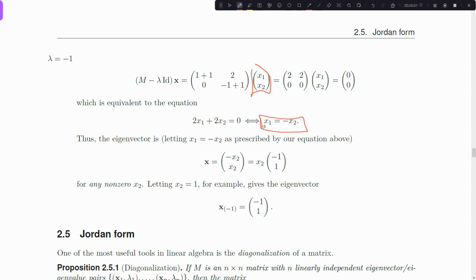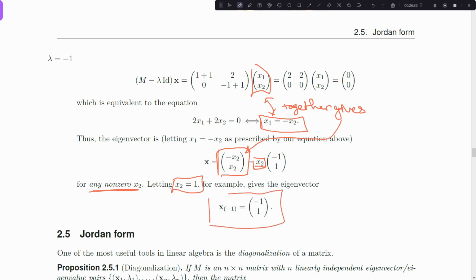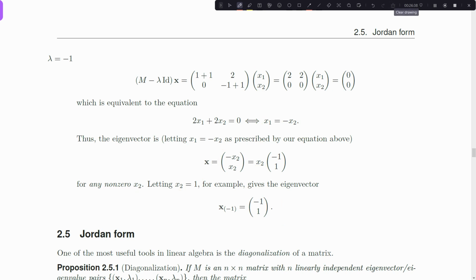If I take that vector along with these together, it gives this vector, right? So what I've done is I've replaced x1 with a -x2. And once I do that, if I want to factor out an x2, I certainly can. And this is going to be an eigenvector for any non-zero x2. Well, making my life easy and letting x2 be equal to 1 gives me specifically the eigenvector -1, 1. So those are the eigenvectors associated to the eigenvalues. That's all I have. I'll see you in class.